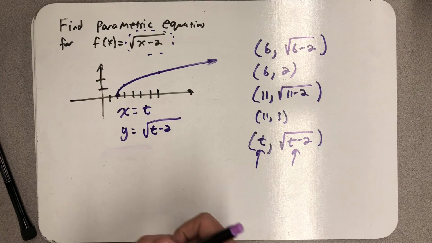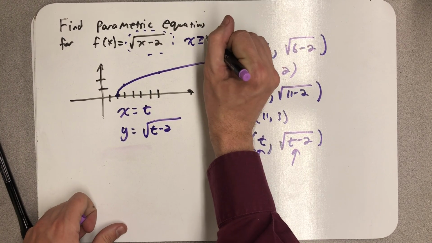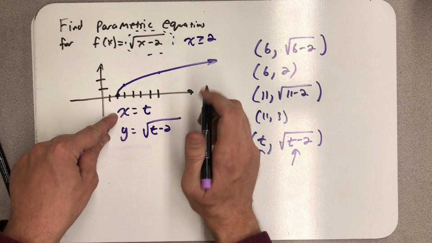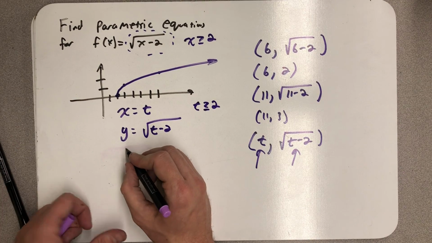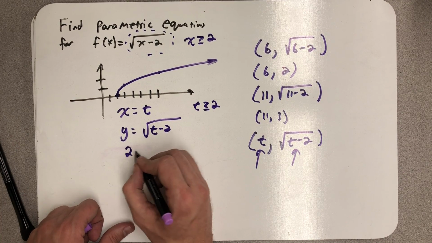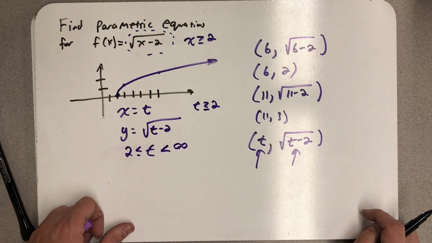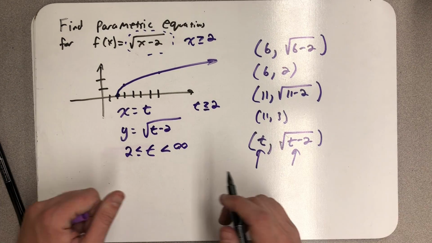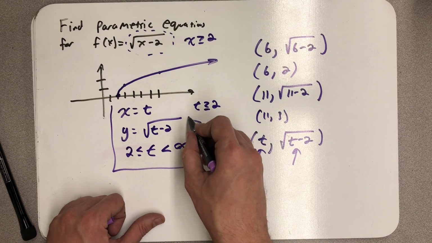So if I look at this square root function just based on the way I graphed it, I can see the domain. x has to be greater than or equal to 2. Well, if x equals t, that means t has to be greater than or equal to 2. So I should probably let t be greater than or equal to 2. That is, 2 is less than or equal to t, which is less than infinity. That's the domain for my parameter. So there are my parametric equations for a function.